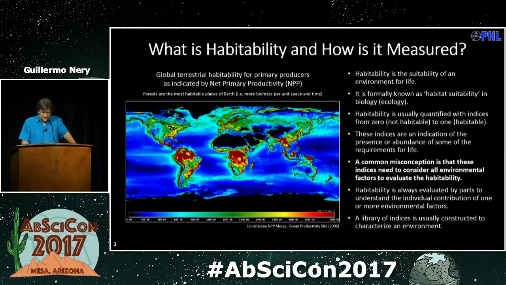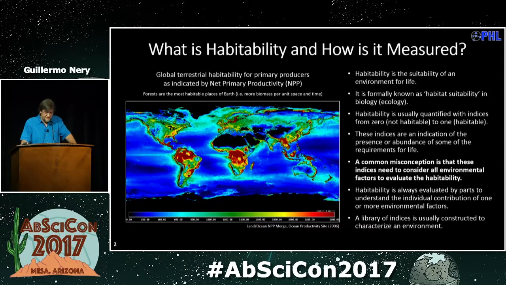Okay, so what is habitability? Habitability is the suitability of an environment for life. It's formally known as habitat suitability in biology, specifically in ecology. And habitability is usually quantified with indices that vary in value from 0, not habitable, to 1, which is habitable. These indices are an indication of the presence or abundance of some of the requirements of life.